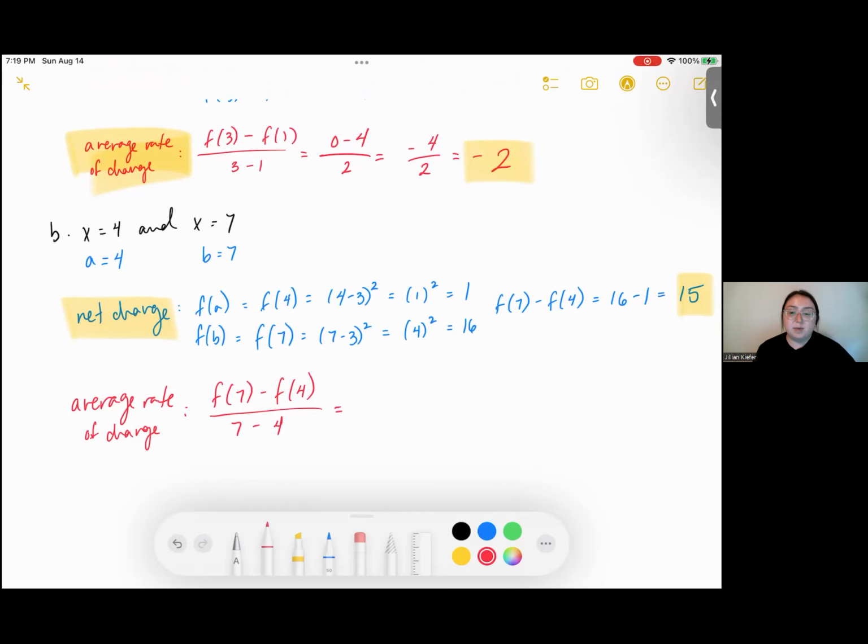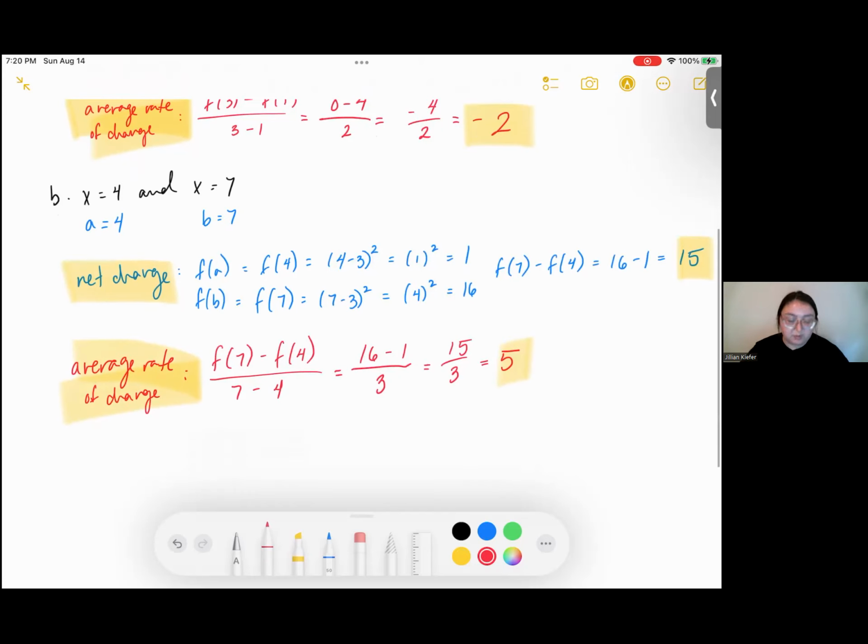So f of 7 minus f of 4, we said that was 15, but we're going to write this out: 16 minus 1 divided by 7 minus 4, which was 3. 16 minus 1 is 15. And 15 divided by 3 is 5. So the average rate of change of our function between the x values of 4 and 7 is 5.